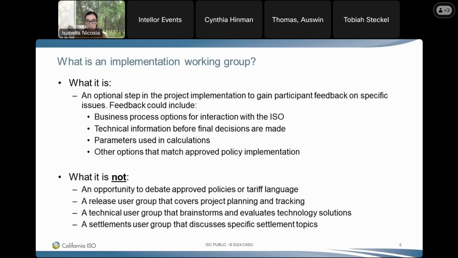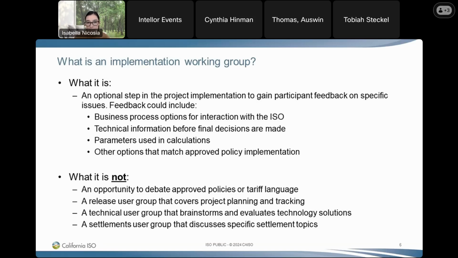So the purpose of the implementation working group is really to gain participant feedback on specific issues pertaining to a project's implementation. These issues can cover business process options for interaction with the ISO, feedback on technical information before final decisions are made, options for parameters used in calculations, and other options that match approved policy implementation. I will note that the implementation working group is an optional step in the project implementation, so not all projects will have one. Whether or not one will occur will be communicated through the release user group forum.